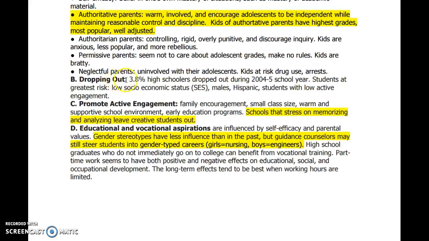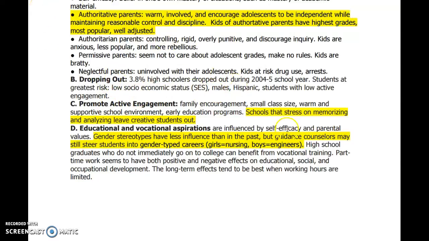All right, so let's talk about dropping out. So you see that about 4% of high schoolers dropped out during the 2004-2005 school year. So we still see dropping out being an issue, and those students that are at greater risk tend to be those of lower socioeconomic status. Race can be an influence, males, and so on. So go ahead and read through that.